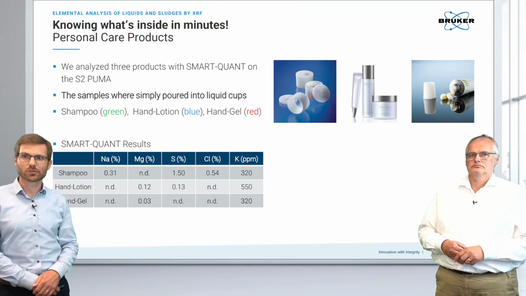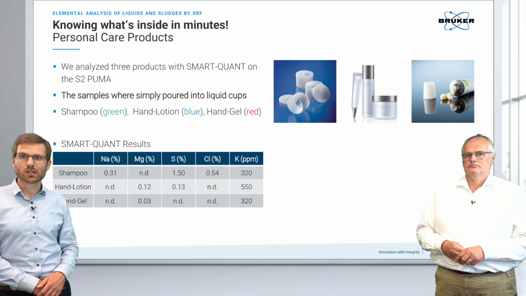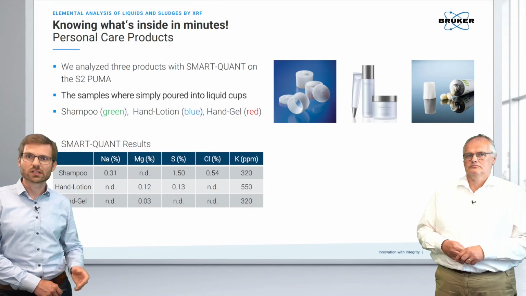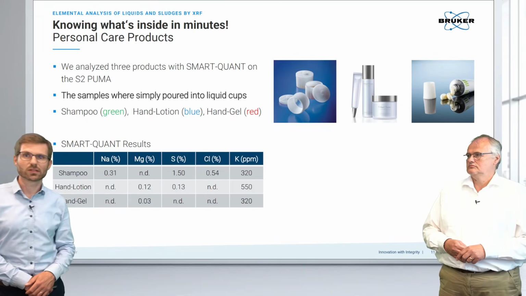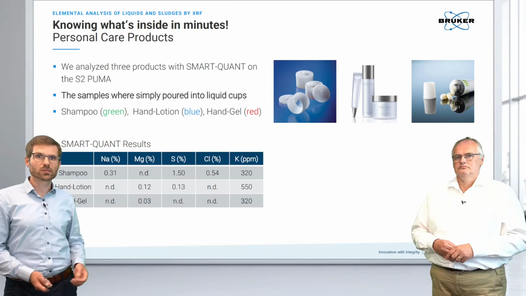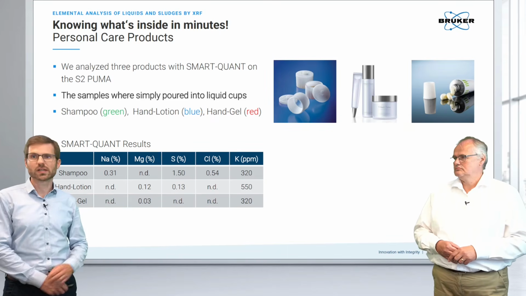Here we see some of the results. So shampoo has about 0.3 weight% of sodium, whereas it has about 1.5 weight% of sulfur, just to give you an example here. And in this case, preparation is quite simple. You can simply pour those materials into a liquid cup and measure them as is.